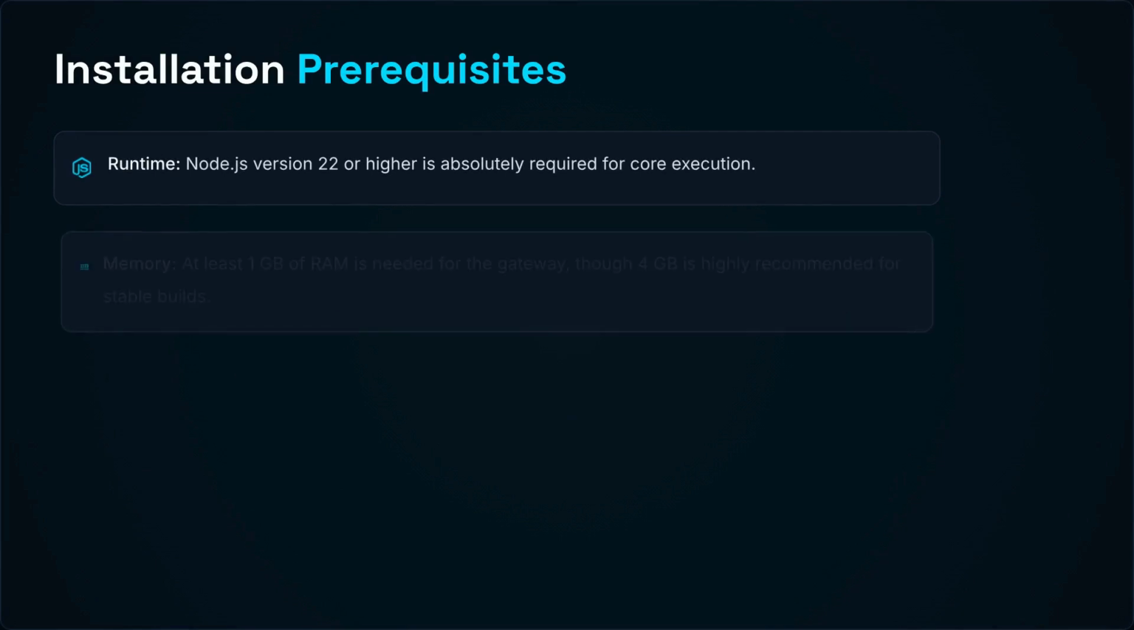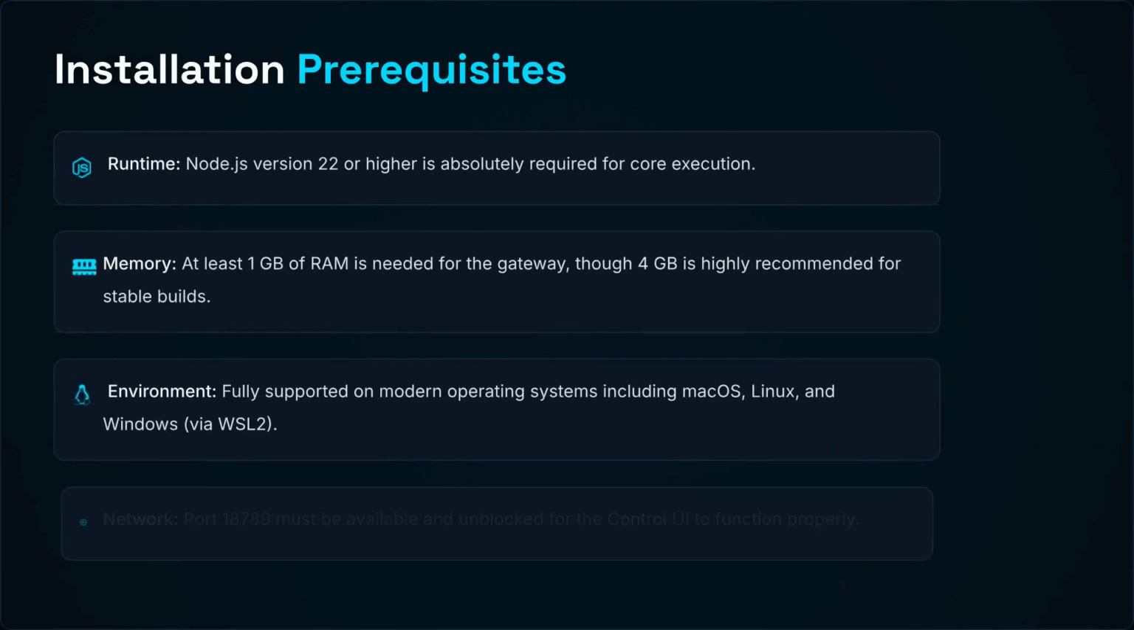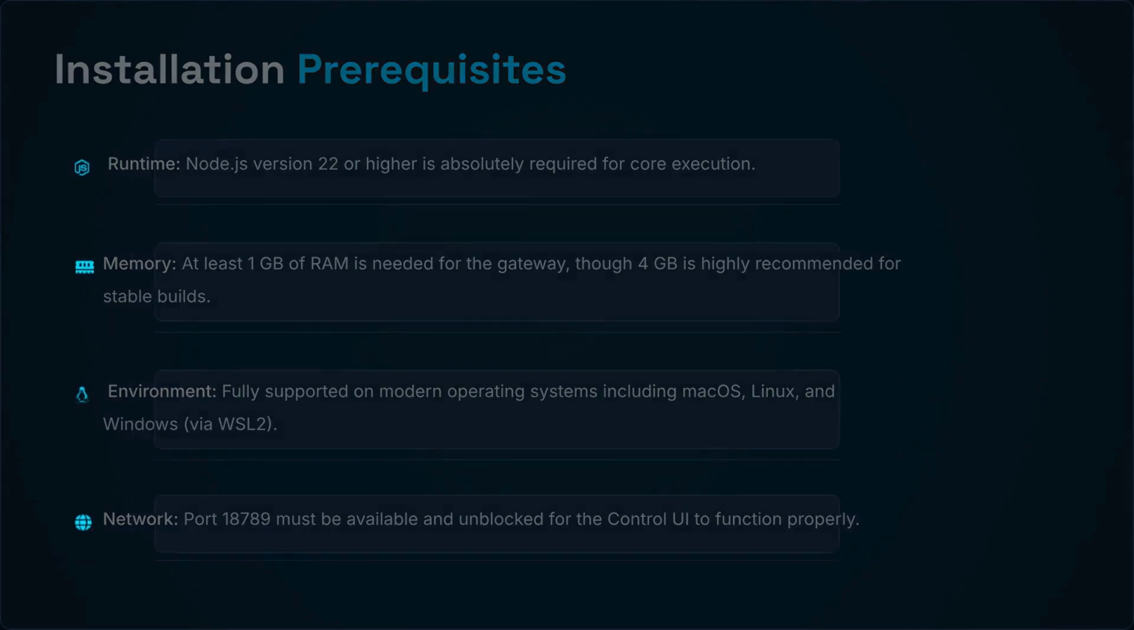Before installation, ensure you meet the prerequisites. You need Node.js version 22 or higher, and at least 1 GB of RAM for the gateway, though 4 GB is recommended. OpenClaw supports macOS, Linux, and Windows via WSL2. Finally, port 18789 must be unblocked for the control UI.